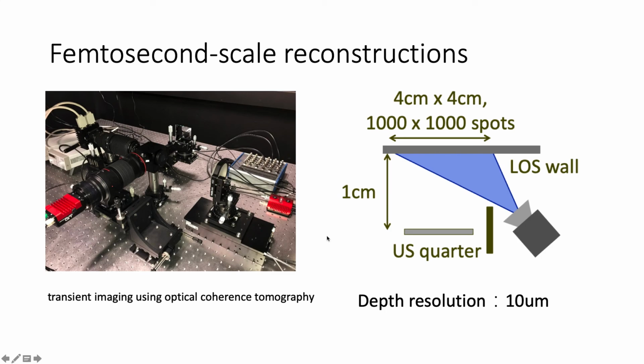For femtosecond scale experiments, we use an optical coherence tomography system. Spatially and temporally incoherent LED illumination allows us to combine transient imaging with diagonal probing. In the context of confocal scanning, we can simultaneously collect transients at all points on the visible surface without scanning. This experiment has a depth resolution of 10 microns.